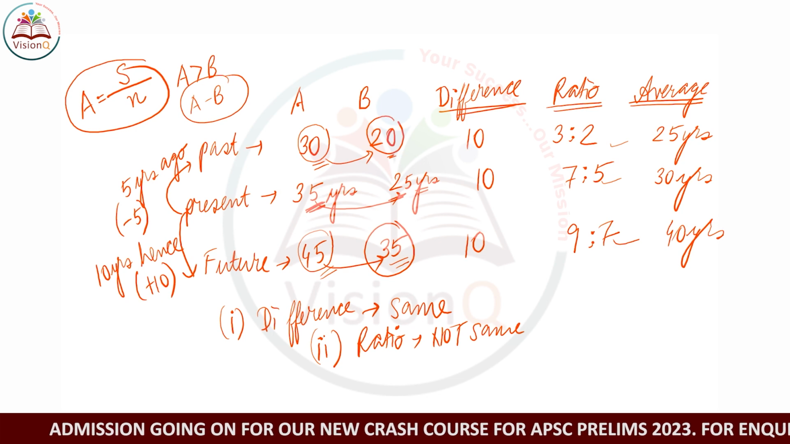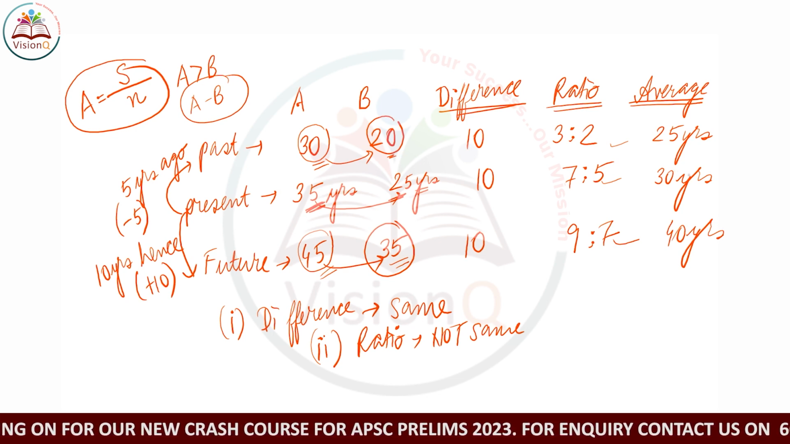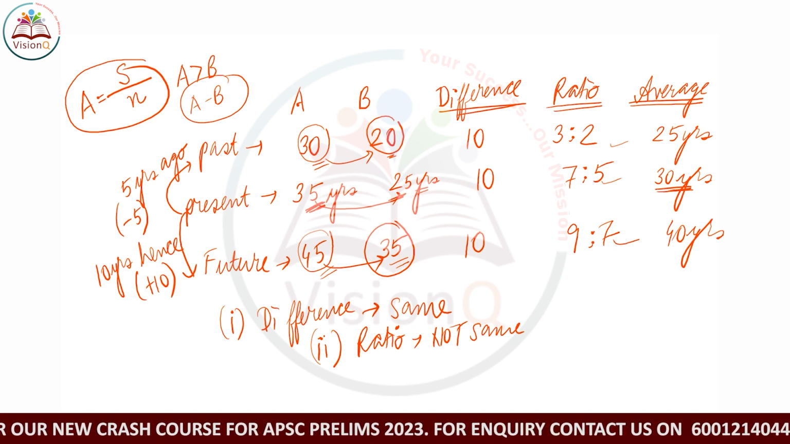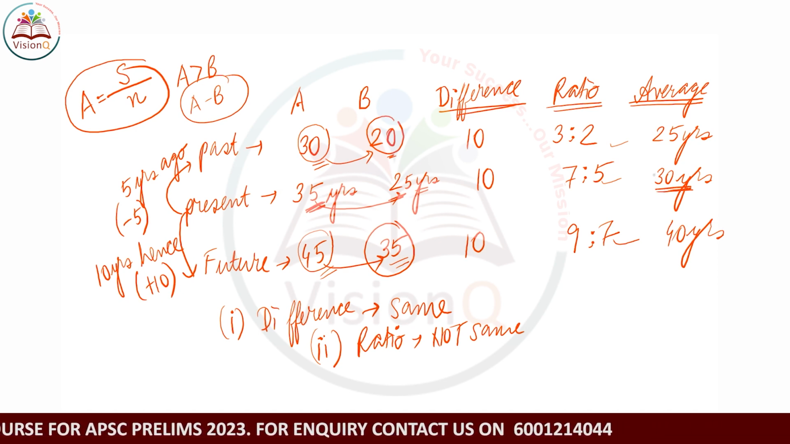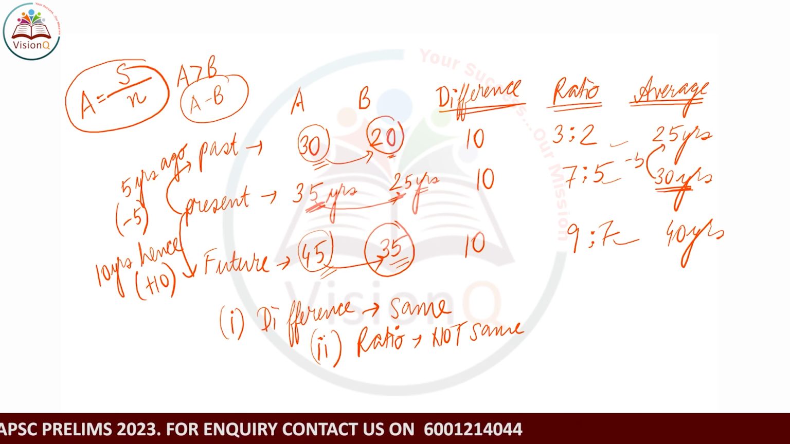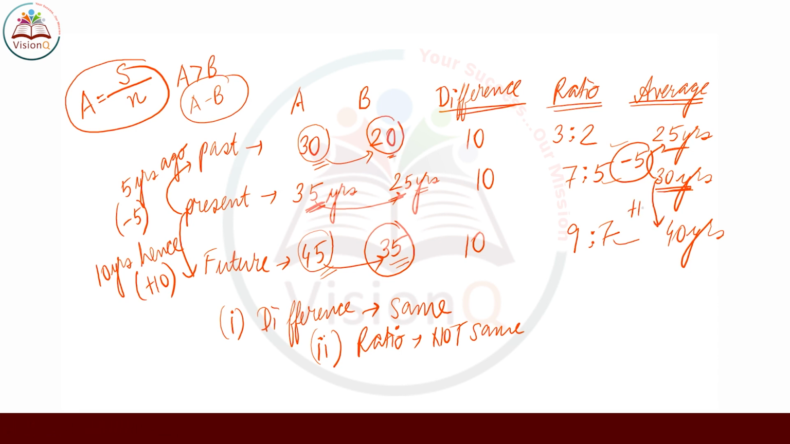Now what is the conclusion from here? See here, the average of A and B in the present is 30 years. And if you have to find out the average 5 years before, simply subtract 5. So 30 minus 5 is 25 years. If it is asked to find out their average after 10 years in the future, simply add 10 to this and you will get the average in the future. So 30 plus 10 is 40 years.